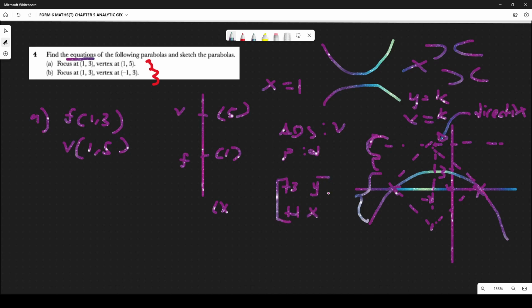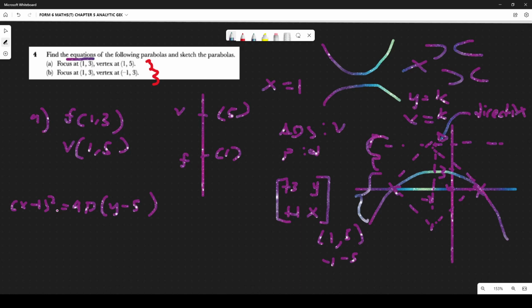For this question, since the vertex is 1 and 5, we want to subtract 1 and subtract 5. So the equation looks something like x minus 1 squared equals 4p times y minus 5. The 4 is a constant that is always there in this equation. Generally, this is how the equation will look.